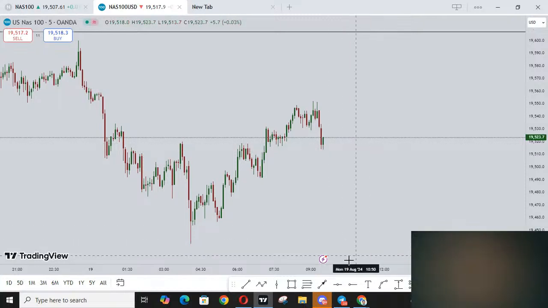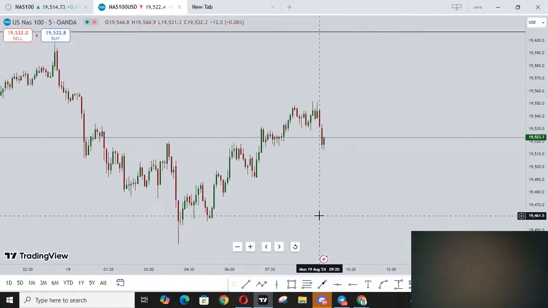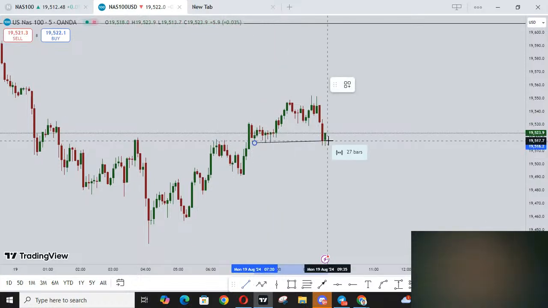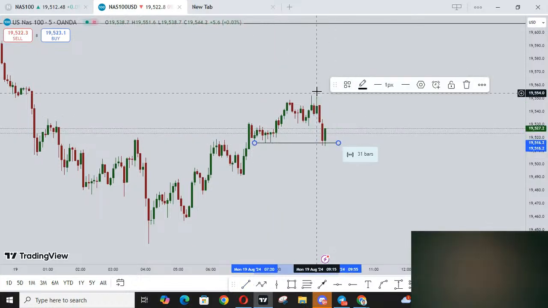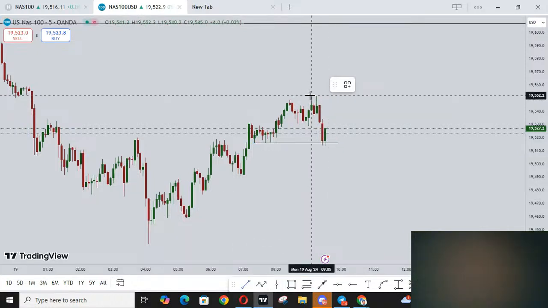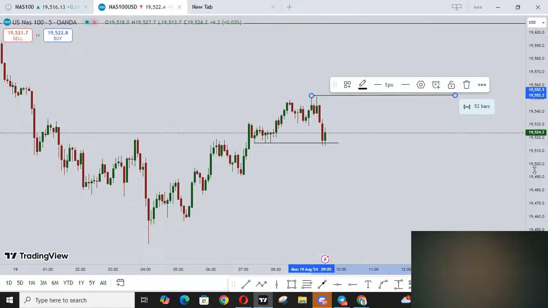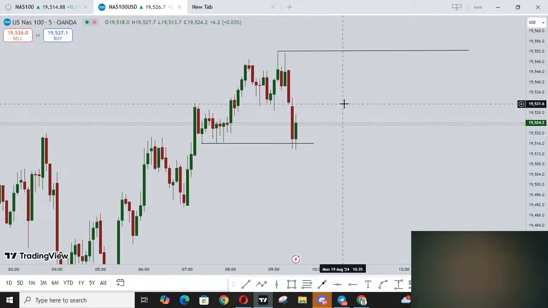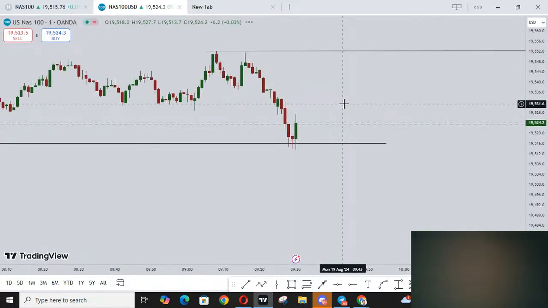We are already at 9:30 right now, and we can see that we have this low and we have this high. This is the relative equal highs. These are the most recent range we can have, and then we go down to a lower time frame.